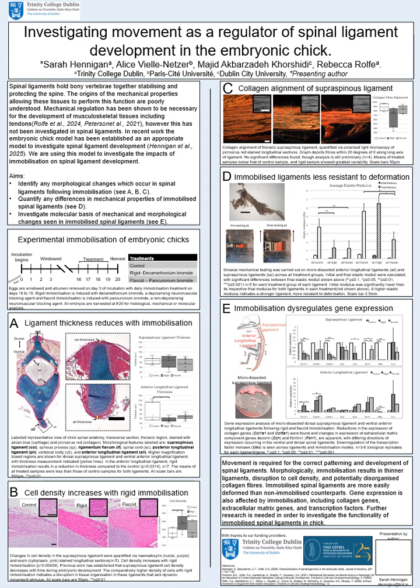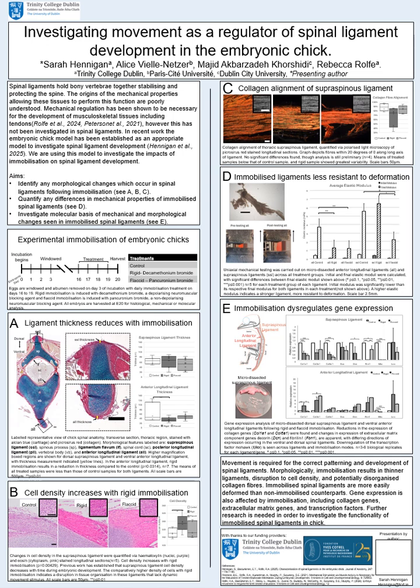We aim to characterize any morphological, mechanical, or molecular differences in spinal ligaments when immobilized, establishing the role of movement in the growth and development of spinal ligaments. We have previously established the chick as an appropriate model to investigate spinal ligament development.